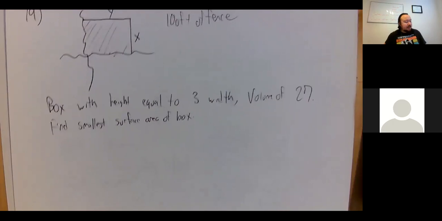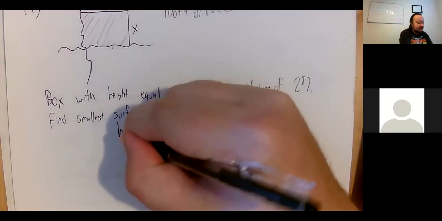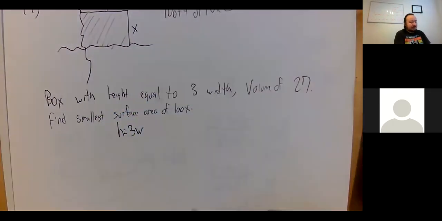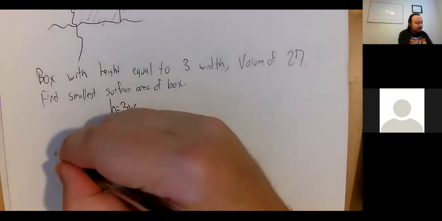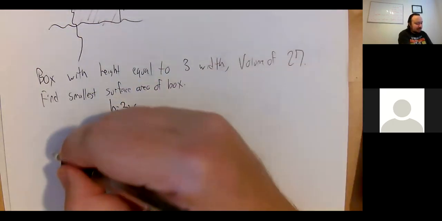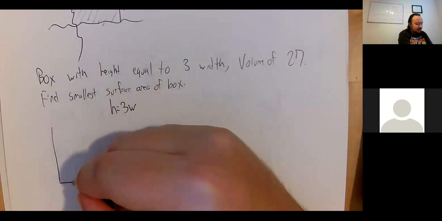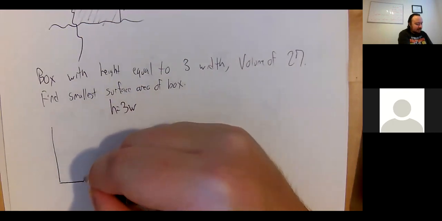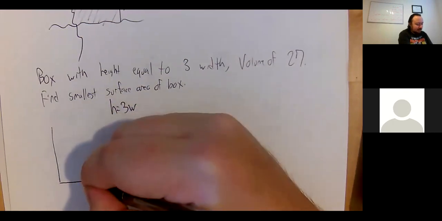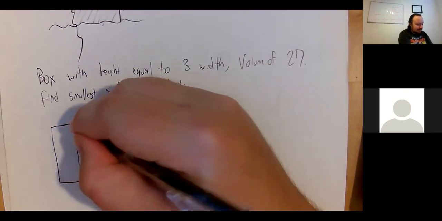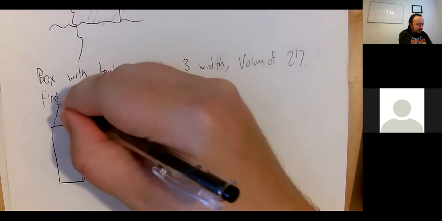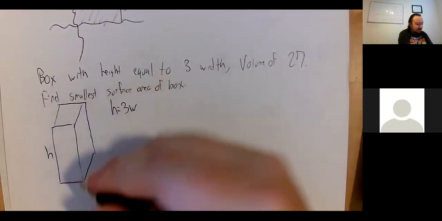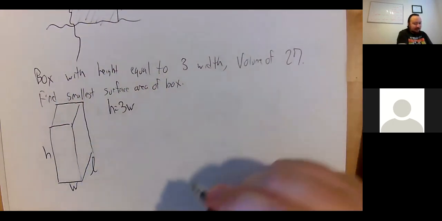Okay, so we have a box with height equal to 3 times the width. So H is 3 times W. And we need the volume to be 27. Find the smallest surface area of the box. I'm going to assume that the dimensions of this box, here's the height, here's the length, and then here's the width. It kind of looks like a PC tower or something like that. So we have a height, a width, and a length.